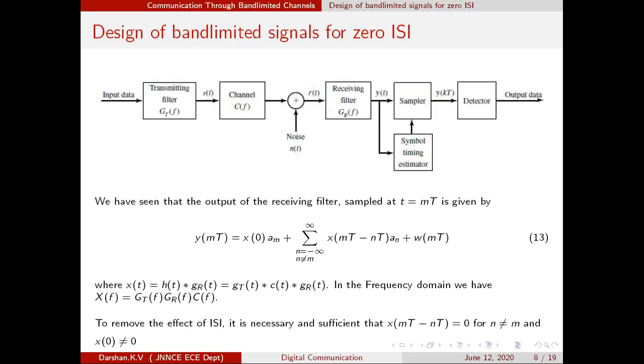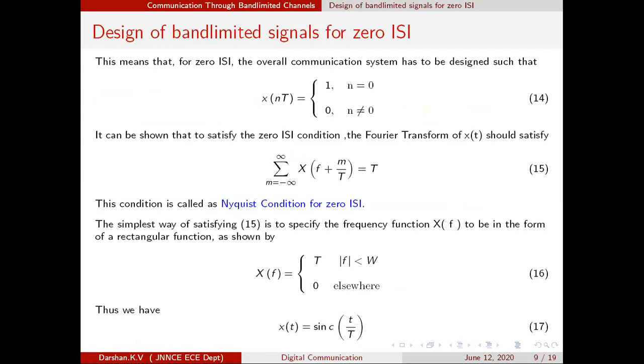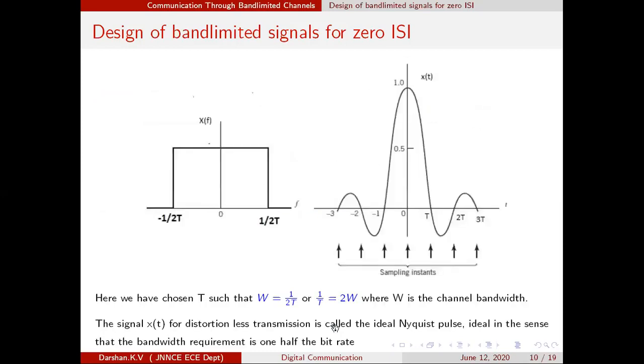Yes, so that we have understood. The next thing is what happened? For that, we have chosen two choices for x of t. If we want to satisfy equation number 14, how should our x of t look? One choice was the sinc pulse that has been shown over here. This should be the x of t. See here, at the 0th sample you are having 1, and at all other samples you are having 0, which satisfies equation number 14. This had some practical difficulties.